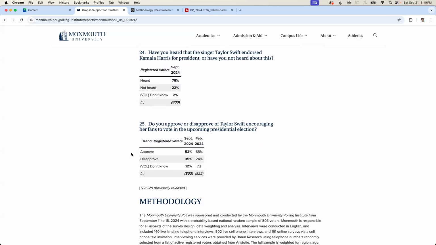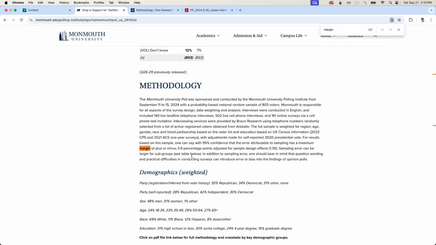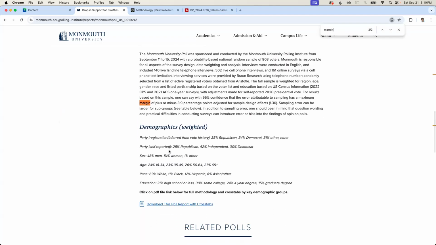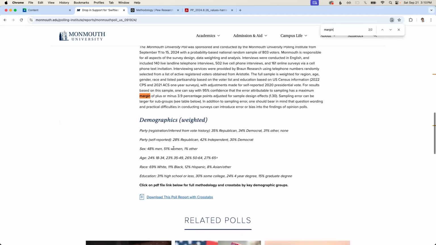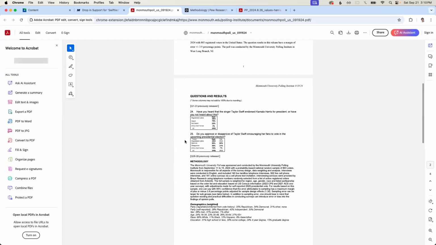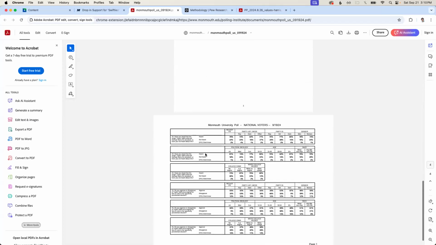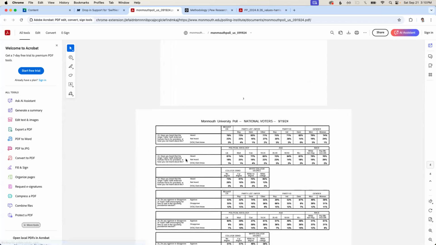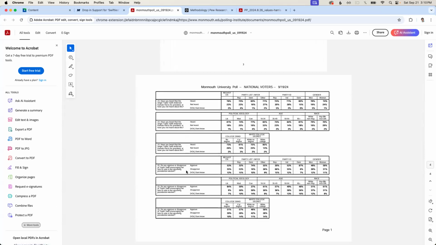For example, I can compare the percent that said they approve versus they don't approve. So I would take a screenshot of this. This would be my question I'm looking at. And then my margin of error is just 3.9%. It's not the subgroups. Here's subgroups. I could go and see, do you approve or disapprove?